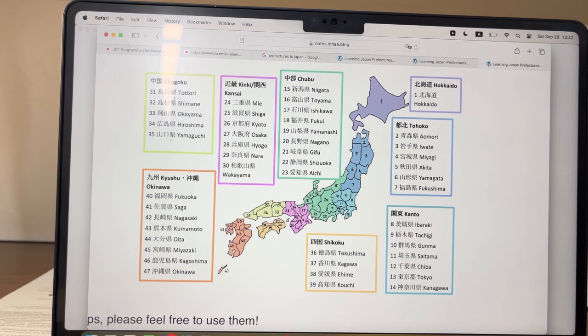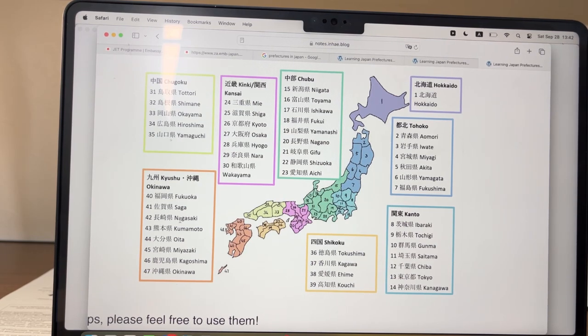We have Tottori, Shimane, Okayama, Hiroshima, and Yamaguchi. I've been to all these prefectures. I was traveling and I passed by, and I would say that out of all these cities, the one that really captured my heart is Hiroshima. Hiroshima is great, but my friend that lives in Hiroshima complains that it's far from the city, far from Osaka, far from Tokyo. But Hiroshima is great, and it also has a rich culture and a rich history.